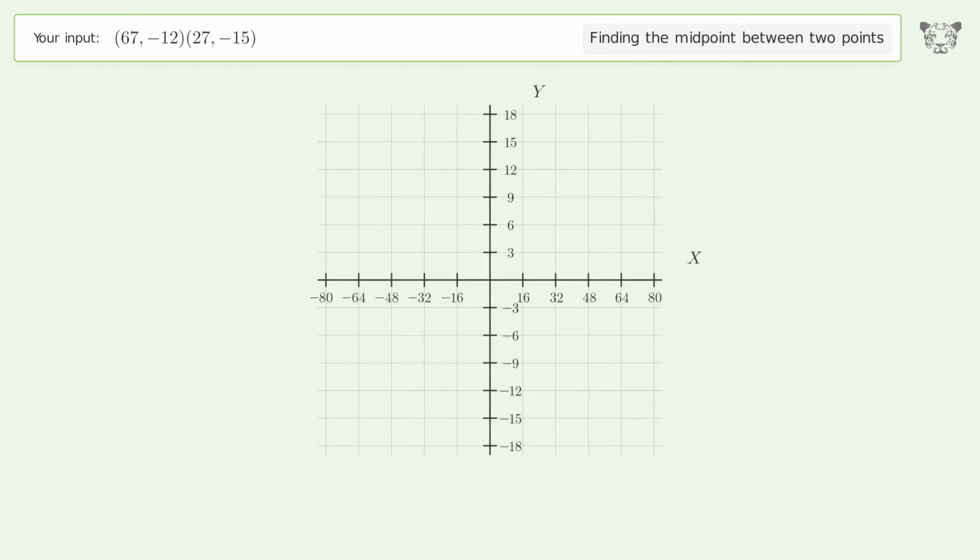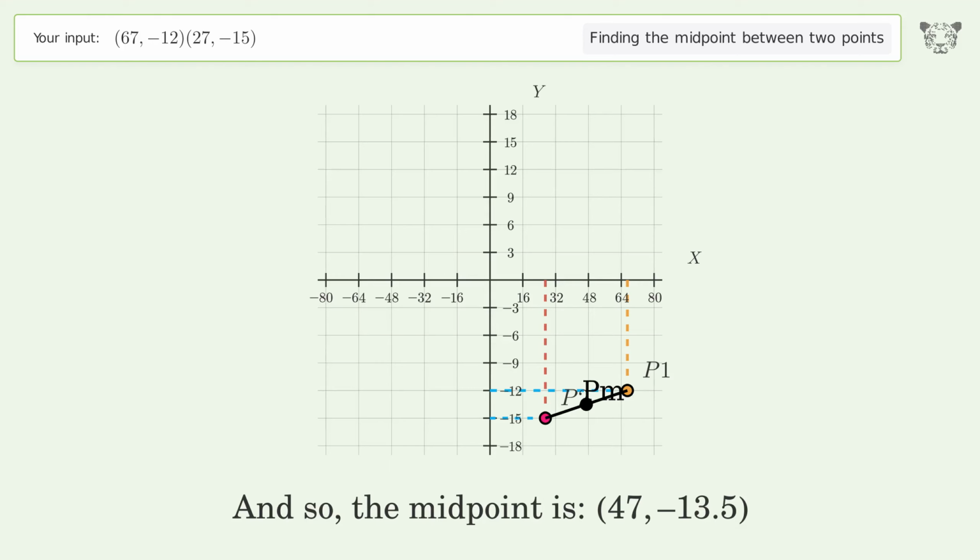And so, the midpoint is 47, negative 13.5.